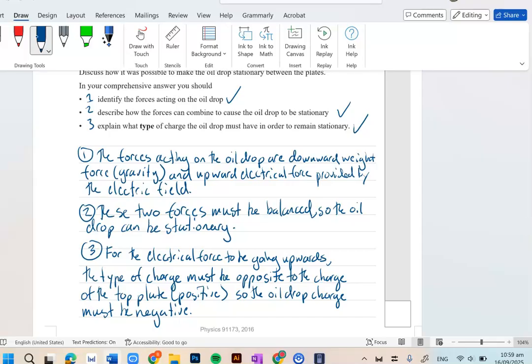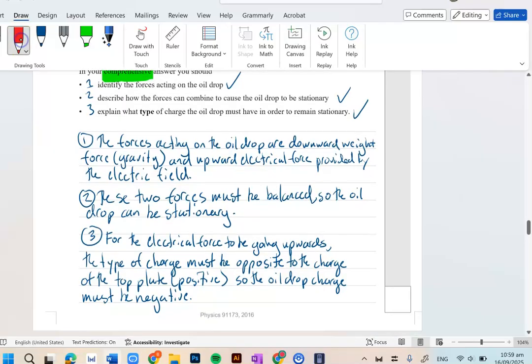So this is an excellence question. You can tell it's excellence because there's this word comprehensive. So for excellence, you need to have all 3 points, okay? You need to have explained that the electrical force must be upwards to balance the downwards force. And you also need to say the electric force has to be upwards, so the charge of the oil drop must be negative. So excellence is all 3 points.